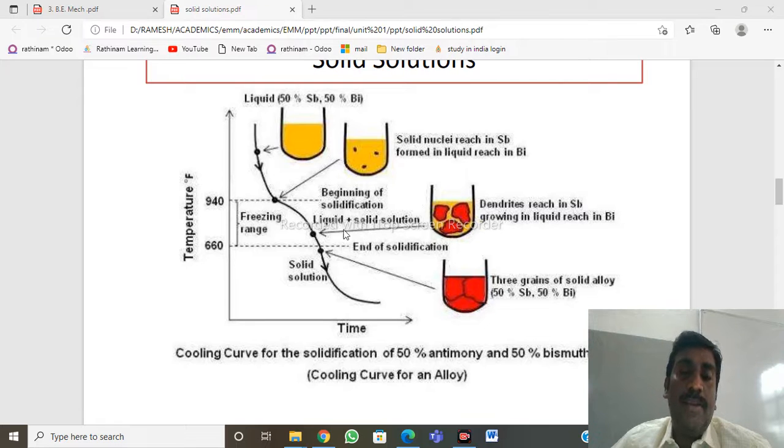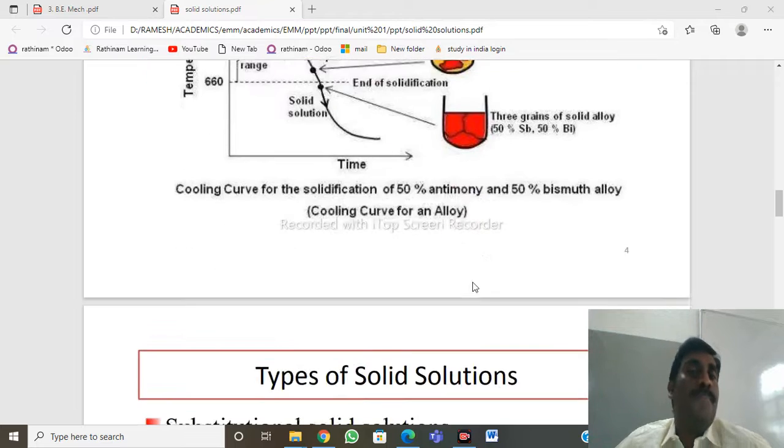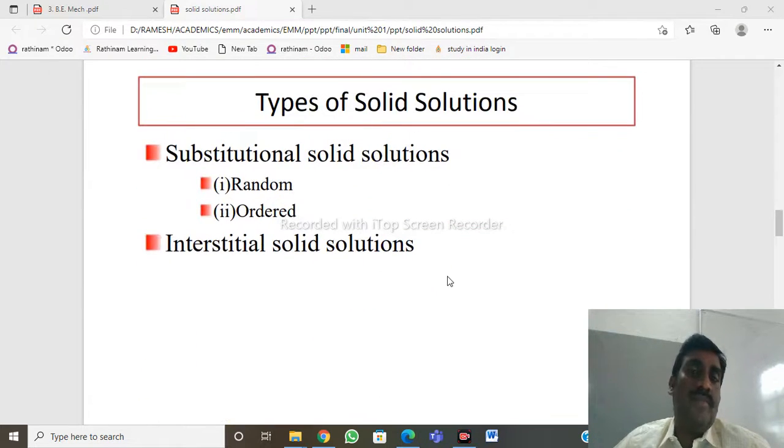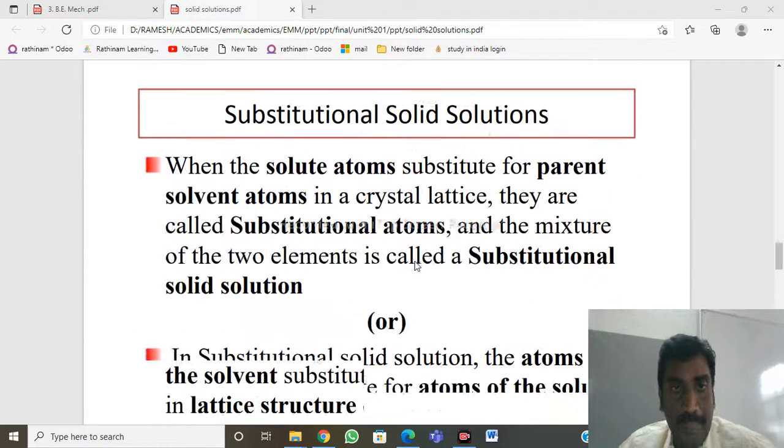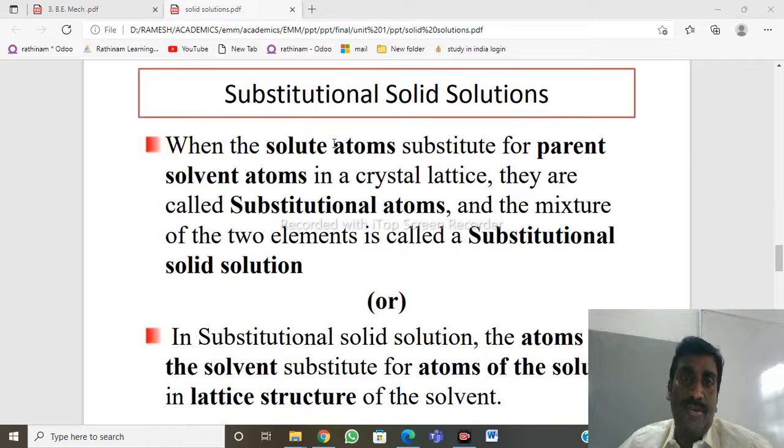So liquid and solid elements are present between 940 and 660 Fahrenheit, and below 660 Fahrenheit, it comes under the single material of a solid solution. So, what are the types of solid solutions? A substitutional solid solution, which can be further classified into random and ordered solutions, and an interstitial solid solution. So, what is a substitutional solid solution?